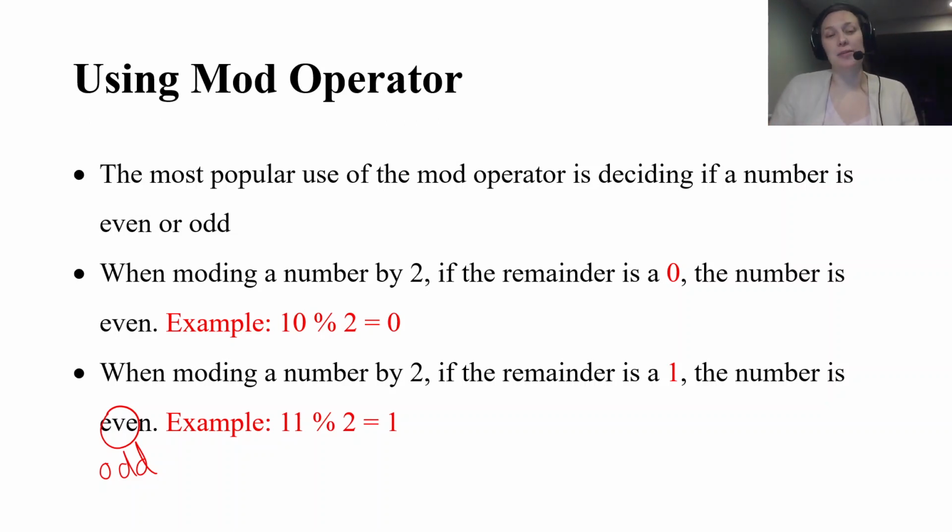The number is odd. So we'll start seeing that when we get into making decisions in Unit 3, how we make decisions in a program. The mod operator will come back a lot in that unit.